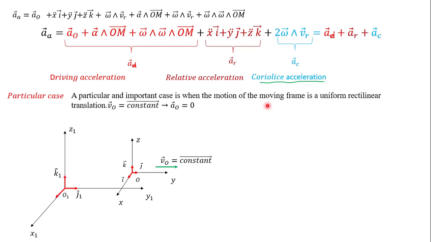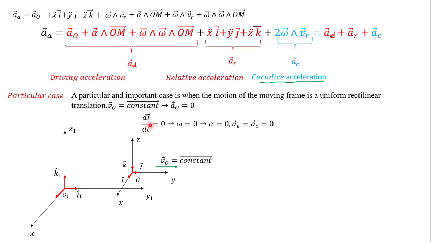It's when the motion of the moving frame is a uniform rectilinear translation. So if the moving frame only does a translation, it doesn't do any rotation, and with a constant velocity, then the v0 vector will be equal to a constant vector, and a0 will be equal to 0, and then the expression of the absolute acceleration will be reduced a lot.